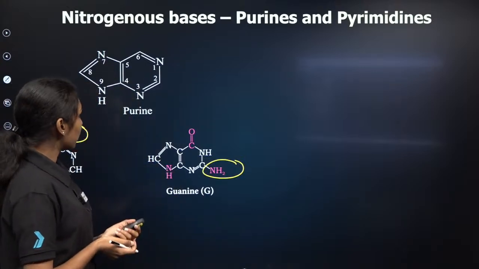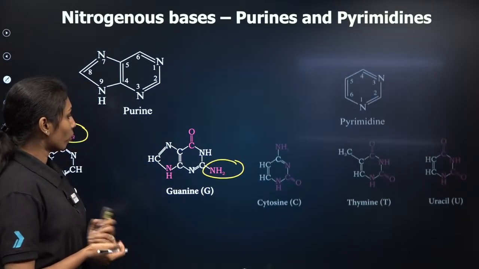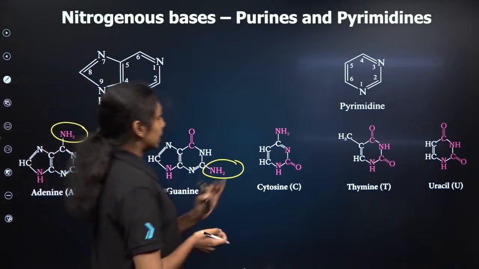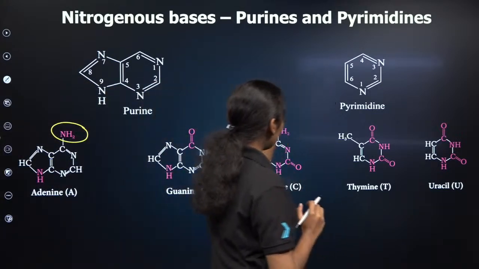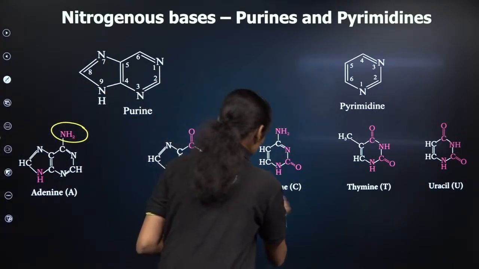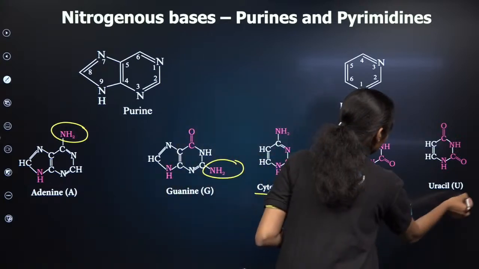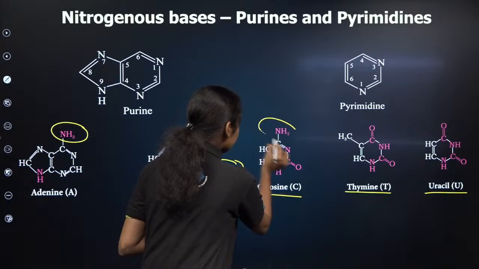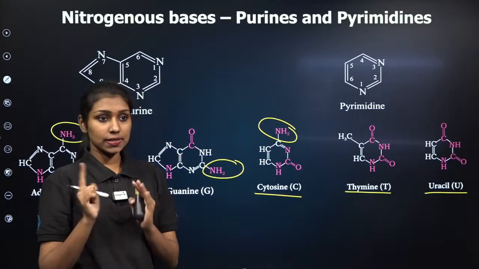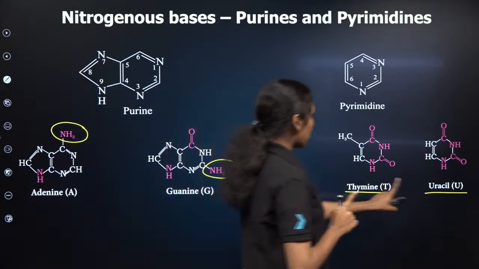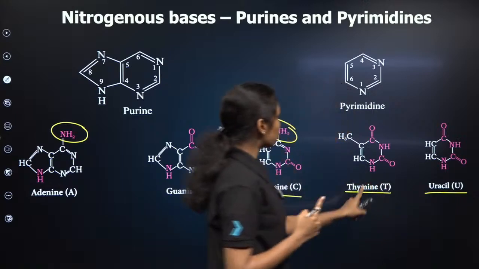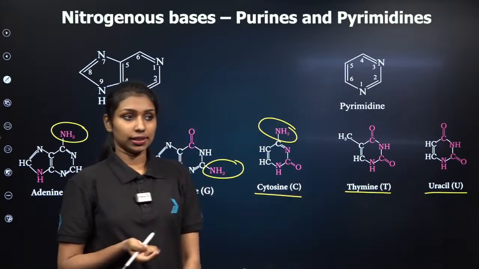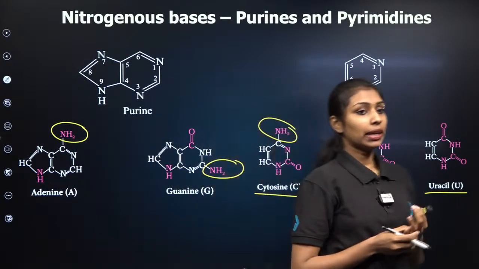Let us see about the pyrimidines also. So this is the general structure of pyrimidine group. As you can see over here, this is cytosine and this is thymine, and the last one is uracil, right? So you can say that in cytosine also there is an NH2 group present. So the 2 nitrogenous bases that do not contain an NH2 group are thymine and uracil. Clear? Thymine and uracil.